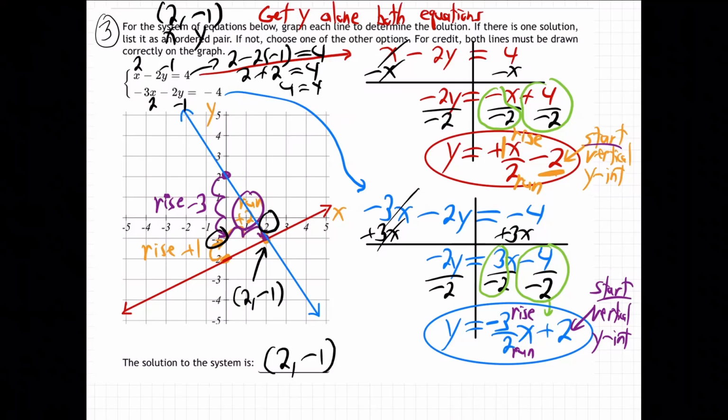How about right here? -3 times 2 minus 2 times -1, right? Does that equal -4? Well, that'd be -6 plus 2. 2 negatives make a plus. Does that equal -4? -6 plus 2? Yeah, that's -4 equals -4. Check. See how it makes both equations true? That's why it works.